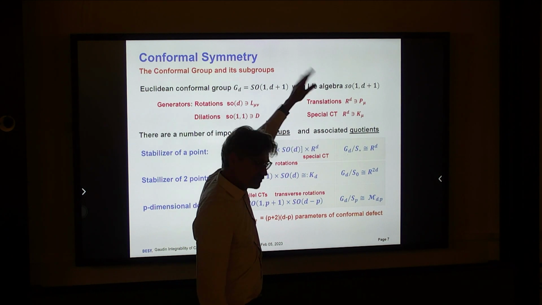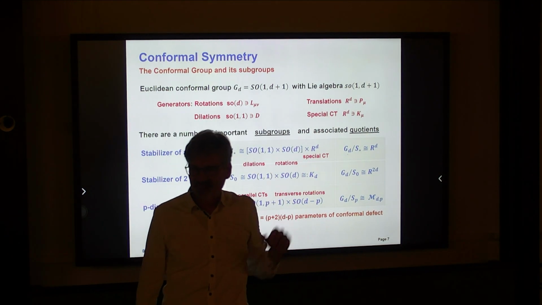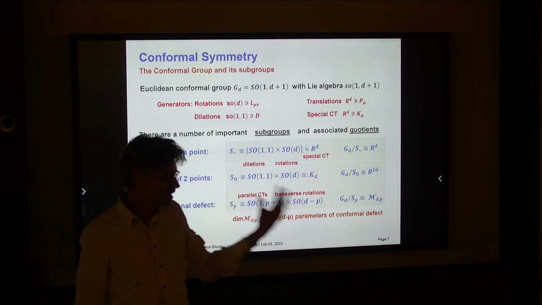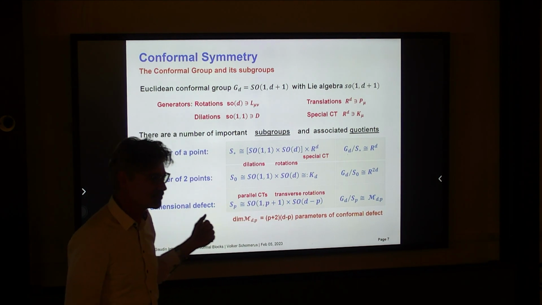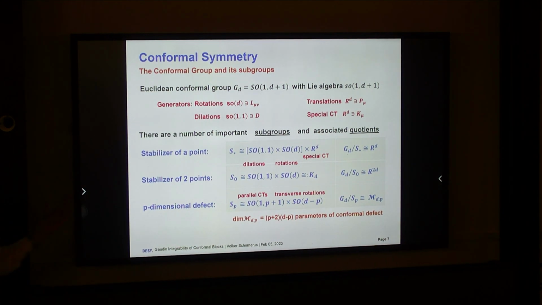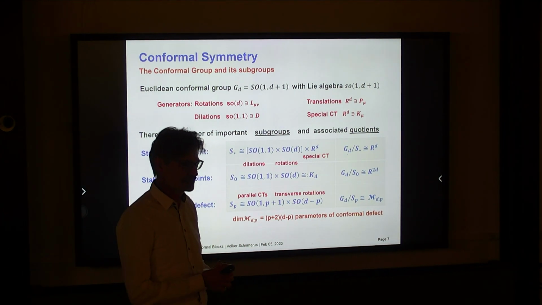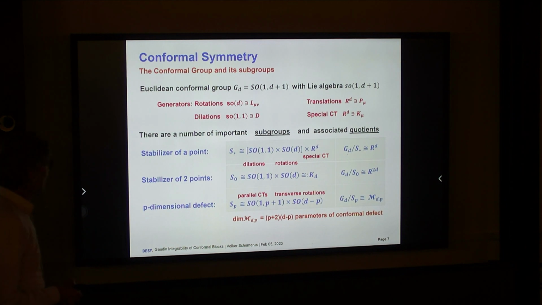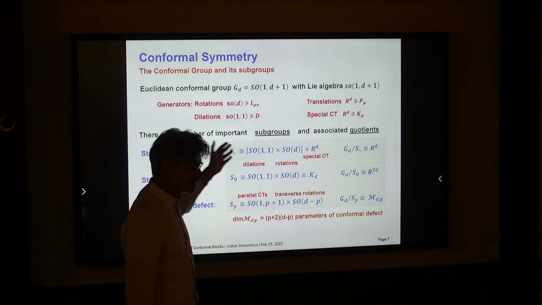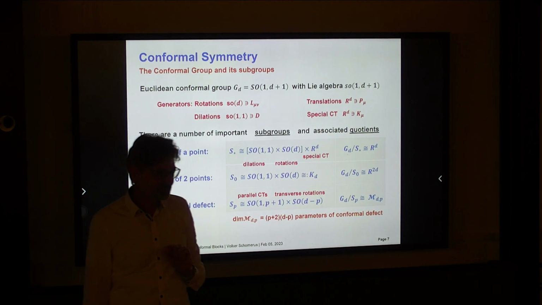And so I invite you to always think of 4 dimensions. So there's 4 translations, 6 rotation generators, right? It's SO(4), 1 dilation, and 4 special conformal transformations. So that makes 15 conformal transformations.